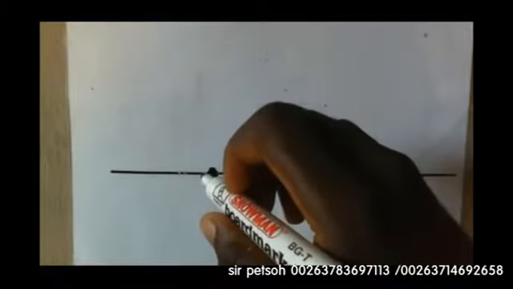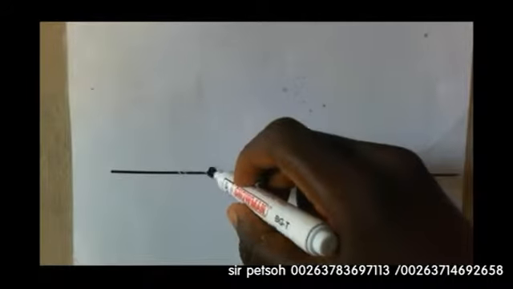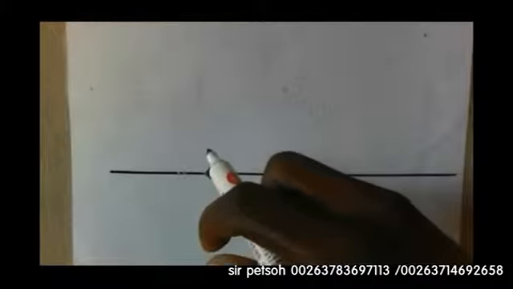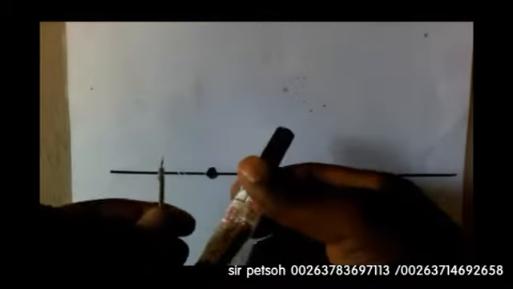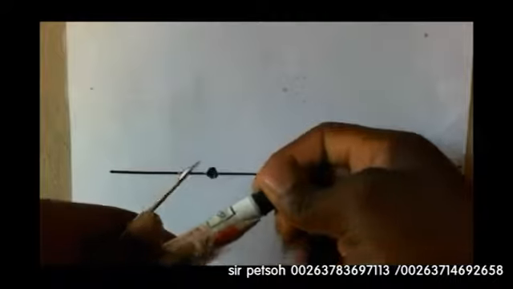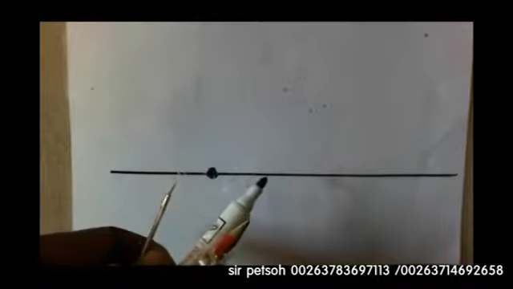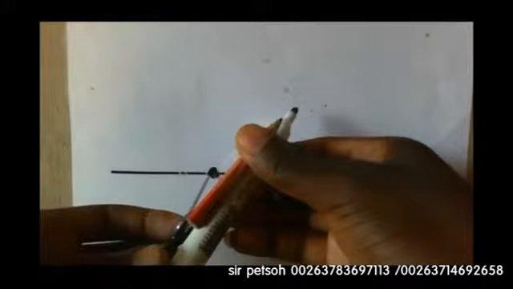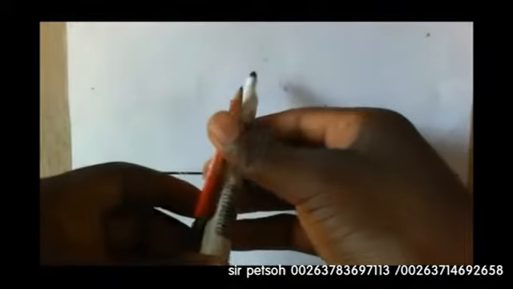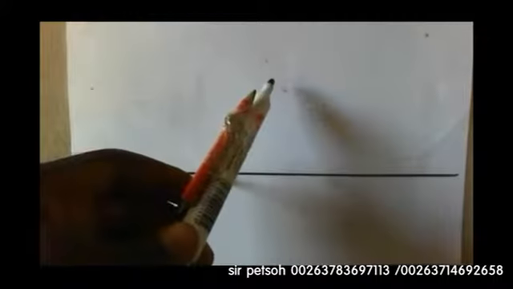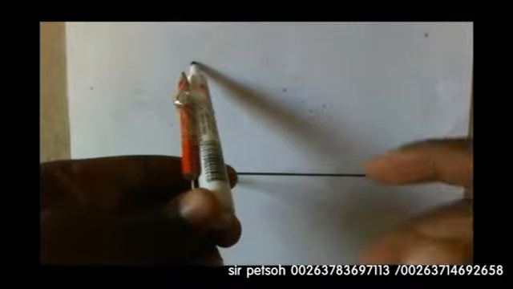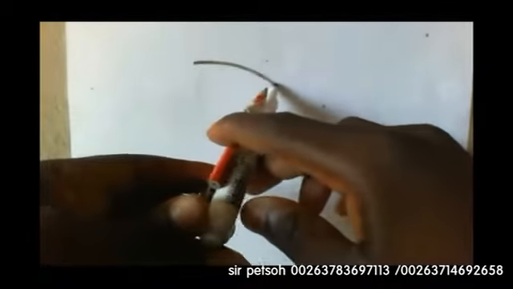So let's construct an angle of 60 degrees at this point to the right side. Take your protractor with a well sharpened pencil, then come to this point like this. Then you want to construct 60 degrees to the right side, so you should draw an arc to the right side. This is your arc to the right side.